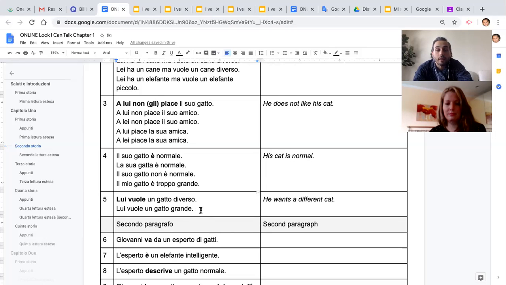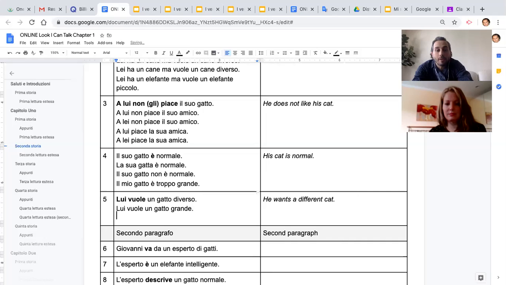What if the cat was female, a feminine cat? Lui vuole una gatta. Do we change grande to granda? No, because Mrs. Nadi told you that when a word ends in E, it's both for male and female. So in this case, una gatta grande. Gatto turns to gatta. Grande stays the same.